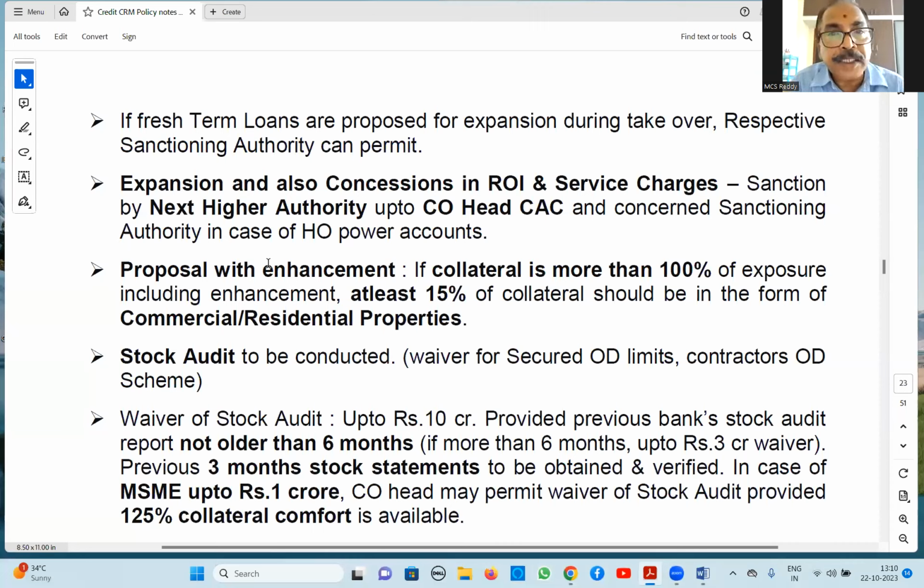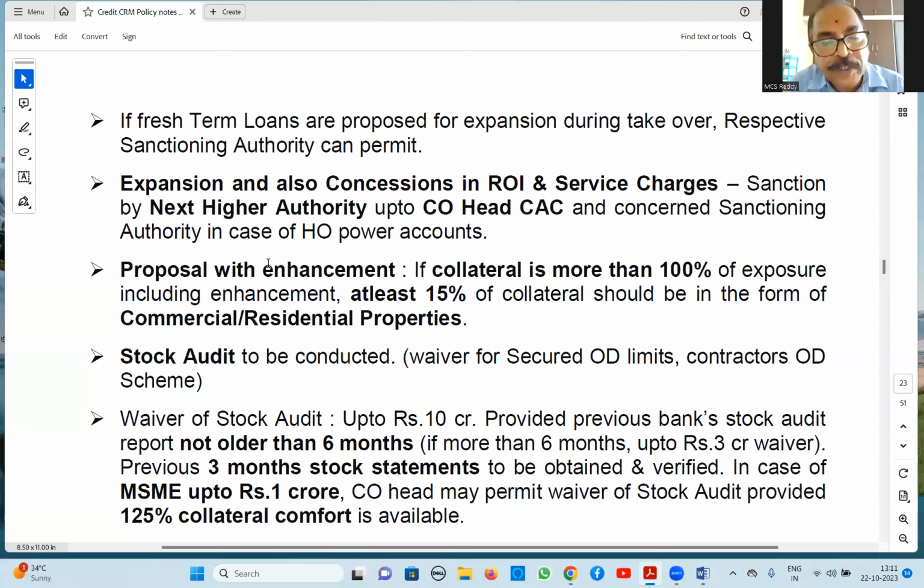But if the party is proposing expansion, additional machinery purchase, or additionally expanding business, in such case the respective sanctioning authority can sanction. Next, along with expansion, if the party is also asking for some concessions in rate of interest or service charges, then it has to go to the next higher authority, up to CO head, CSC. For HO power accounts, HO, the same authority will do.